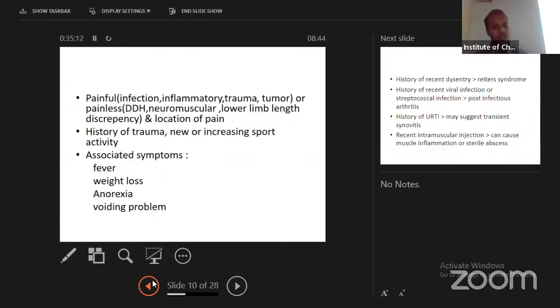The history of trauma, new or increasing sport activity should also be inquired, because repeated injury at a site due to traction will result in traction apophysitis. We should also ask about the associated symptoms like fever, weight loss, anorexia, and voiding problems. Fever is more in favor of septic arthritis. The weight loss and anorexia are in favor of malignancies, and voiding problems are usually seen with neurological disorders.